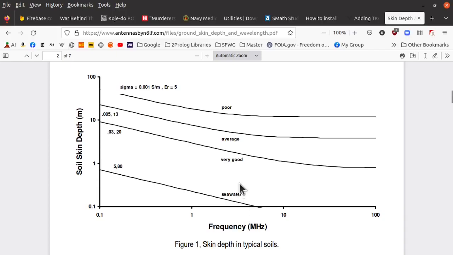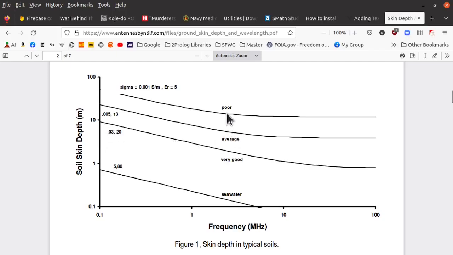This, for a very good soil, is going to result in hitting that at about 1.5 meters deep. For average soil, that's going to turn out to be about, maybe, 3 to 5 meters deep. And that's quite considerable if you have to dig it out.